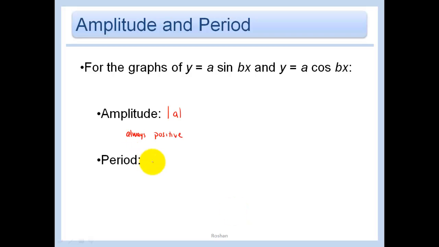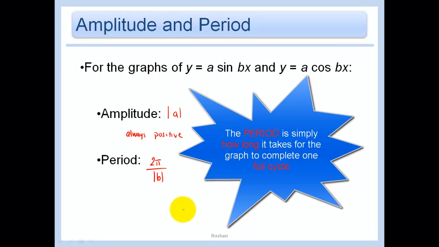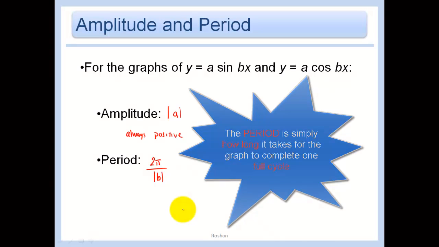The period is going to be 2 pi over the absolute value of b. Write that down for 1 second, and I'll explain it better in the next slide. But basically, the period is just how long it takes for the graph to complete one full cycle. And that's what you want to keep in mind.